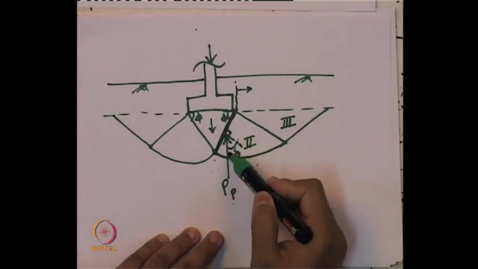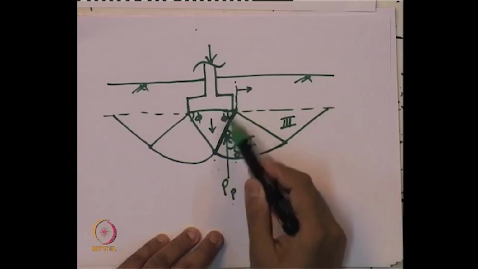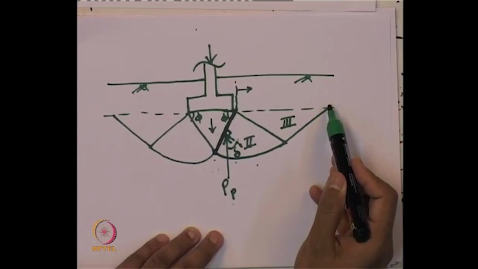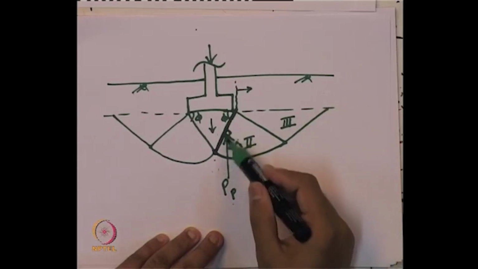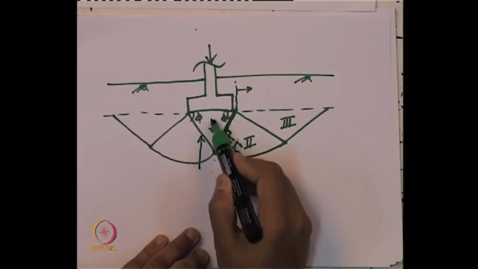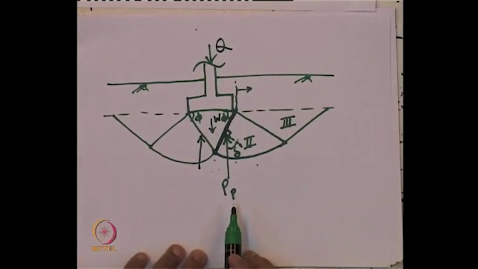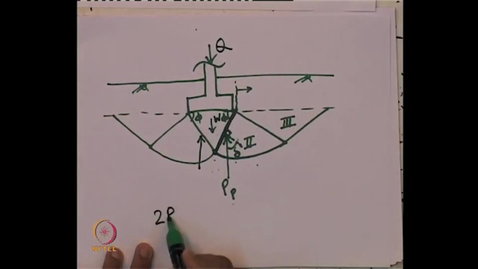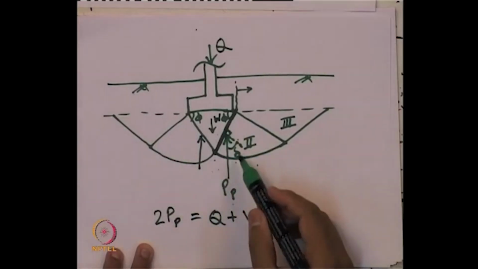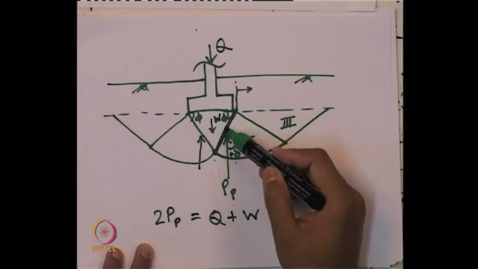Because it is acting at an angle delta, and considering this composite failure surface, that is a log spiral followed by a Rankine passive zone, we get the passive earth pressure acting in this direction, which will balance this W and this outside load. So, basically 2 Pp equals Q plus W.